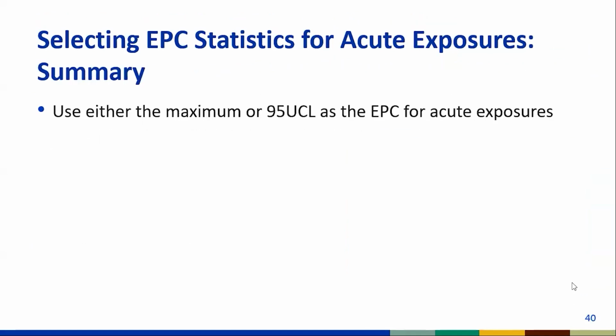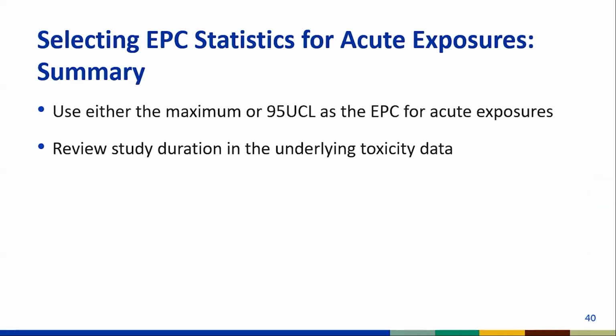In summary, health assessors should use the maximum detected value, or the 95 UCL, as the EPC for acute exposures. To determine which one to use, first review the study duration and the underlying toxicity data. Use the maximum concentration if the study is based on short exposures of 1 to 3 days, and the 95 UCL if the study assesses exposures over a longer time period. If you select the 95 UCL, ensure that you have sufficient data to calculate this statistic.